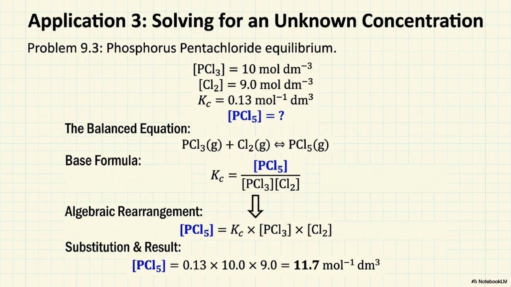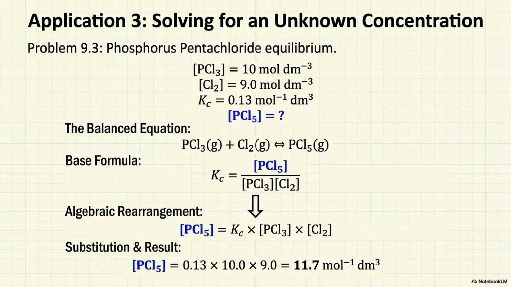Okay, we take our known Kc, which is 0.13, we multiply by our known PCl3, which is 10.0, and we multiply that by our known Cl2, which is 9.0. 10.0 times 9.0 is 90. And 90 times 0.13 equals 11.7. So the missing equilibrium concentration of our product, phosphorus pentachloride, must be exactly 11.7.